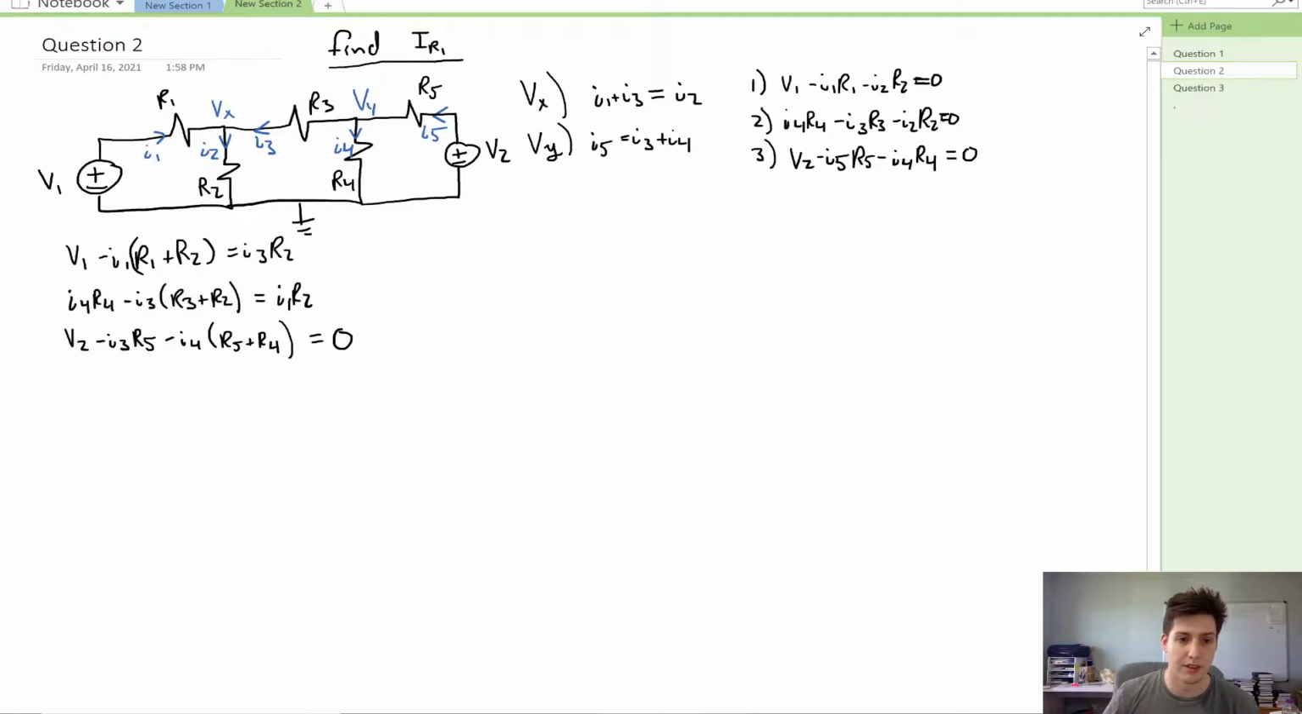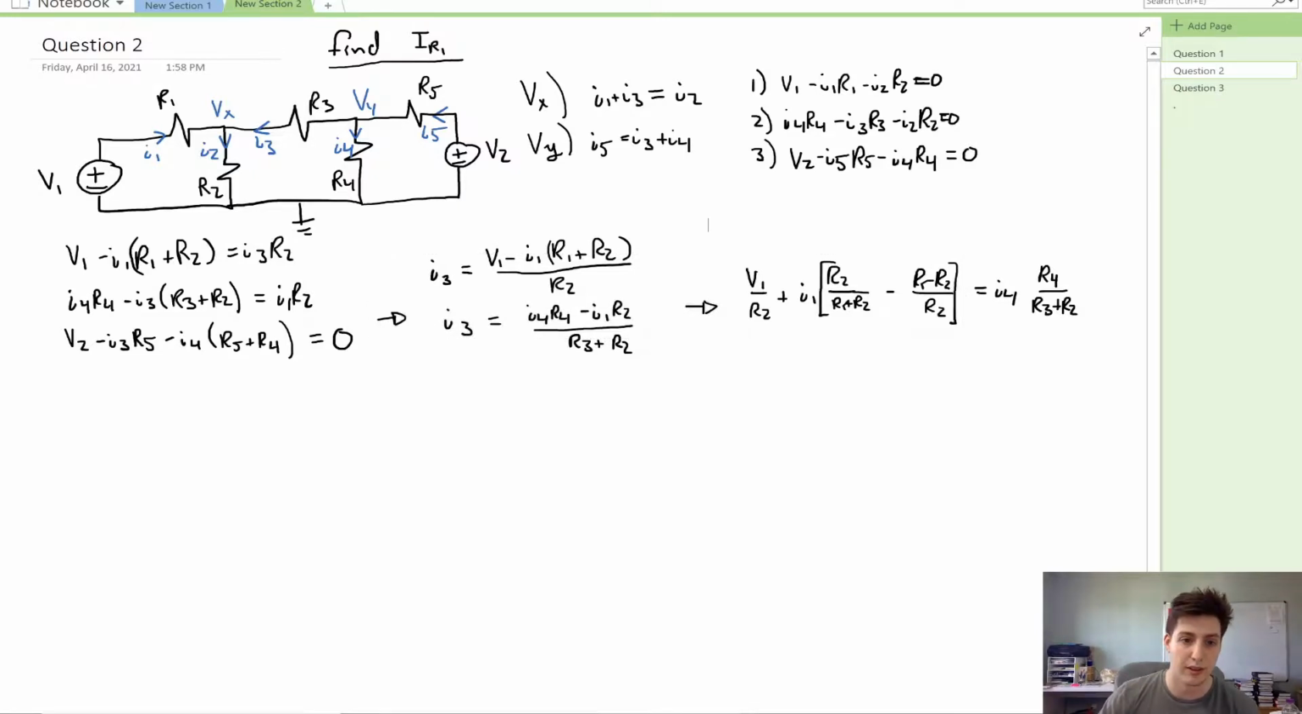Now, the next thing we can do is substitute these two equations that we have for current into these three equations. So with the first one here, we get rid of I2. With the second one here, we get rid of I2 because we are just inserting this equation here. And with the third equation, we get rid of I5 by inserting this equation.